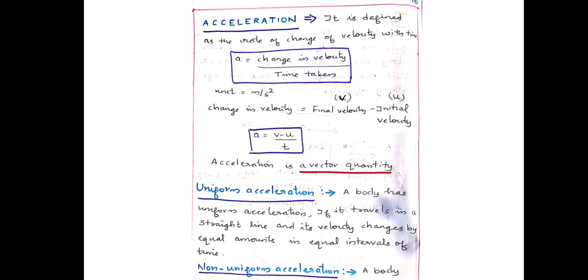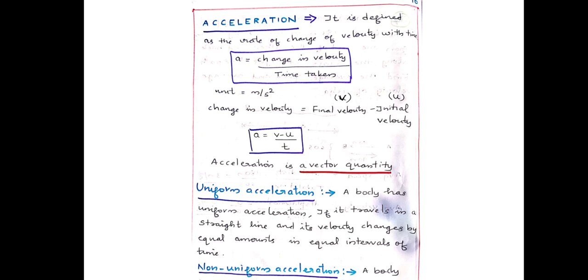For example, a vehicle while going from one position to another on a road moves with different velocities at different instants. So it is called accelerated motion.